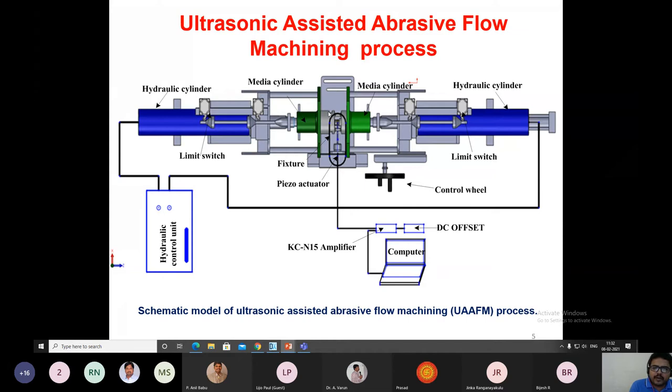And the media: when I talk about the media, the abrasive size I choose, the abrasive concentration and the medium viscosity are the existing parameters. When we talk about the fixture, the constraint, the workpiece configuration and the workpiece material you choose will be factors or parameters in my case. Now my new parameters in terms of process development are that I'm adding frequency and amplitude. Those are the new parameters.